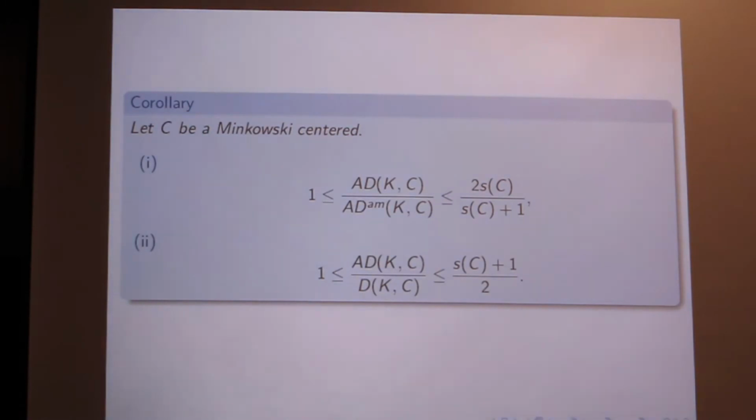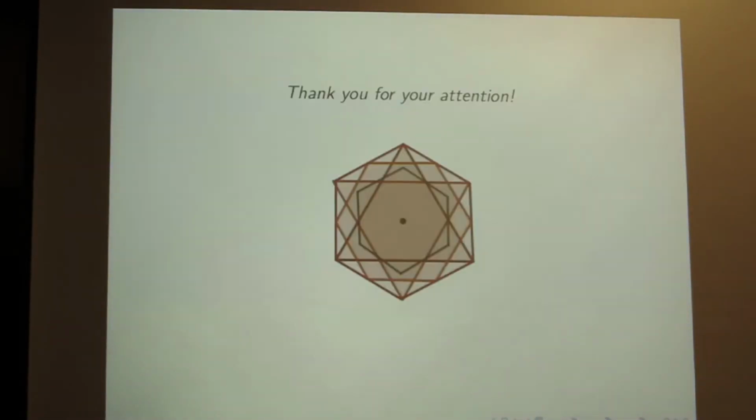So here's the result on one slide. The asymmetric diameter is greater than the arithmetic asymmetric diameter and is bounded by this factor, and this factor is always smaller. So s is smaller than n, and this is smaller than 2n over n plus 1, and here is the same. And actually, this was everything I wanted to tell you. Thank you.